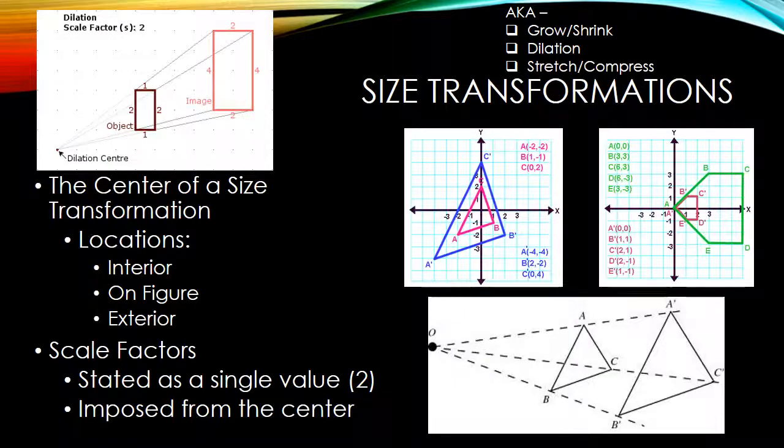Alright, so size transformation is known as a grow or a shrink, a dilation, a stretch, or a compress. Oftentimes you'll hear me use the term dilation quite a bit. So the center of a size transformation can be either in the interior, on the figure, or exterior. Right here is a diagram of what it would look like if you had a center of dilation in the interior. This would be a center of dilation that is on the figure. And this one is exterior. So you can see what happens here.